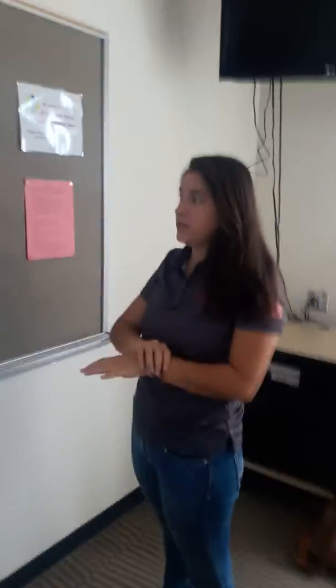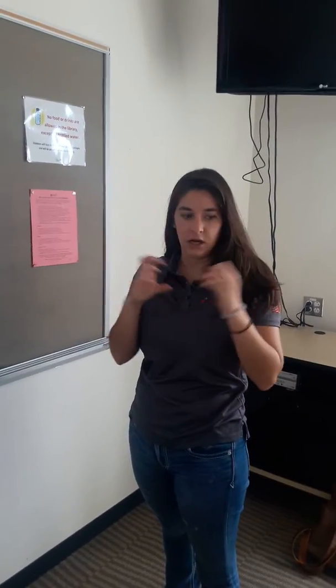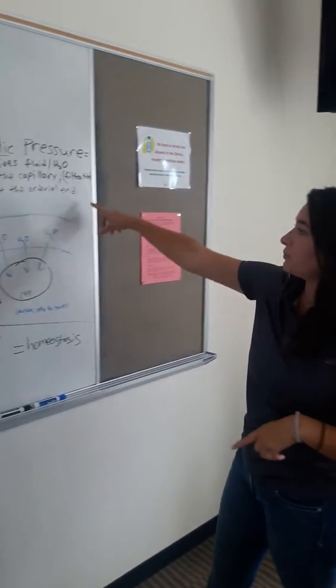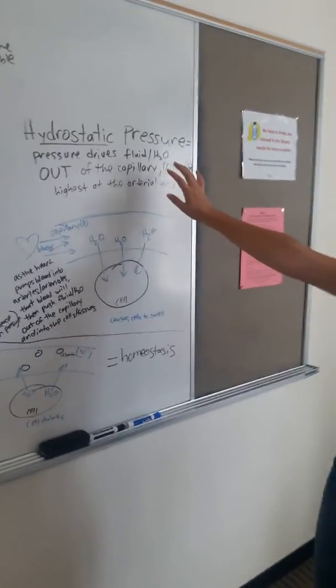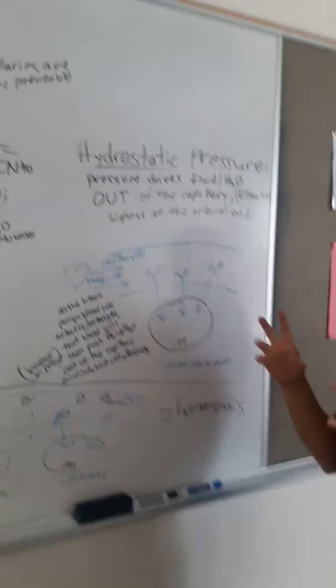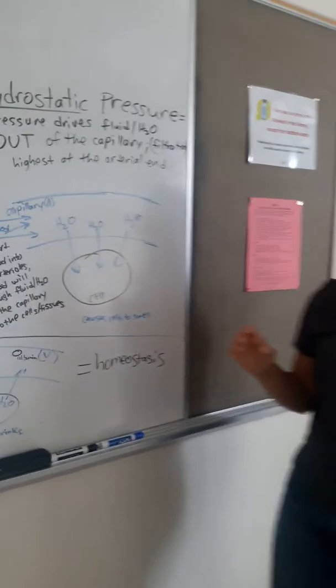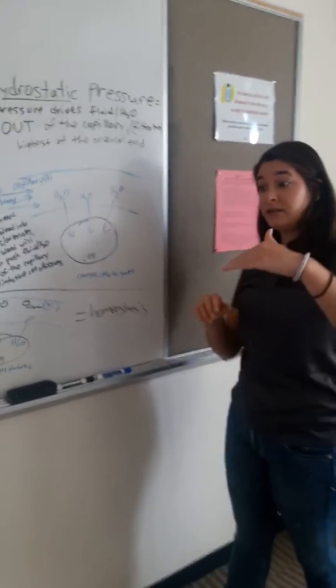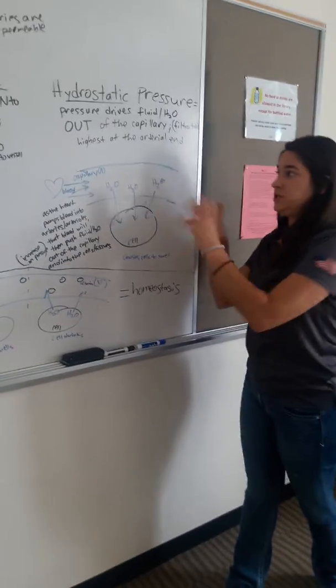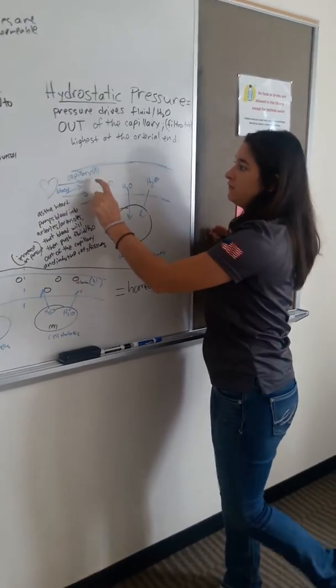Hydrostatic and osmotic pressure, and also how they both play a part in homeostasis. Hydrostatic pressure, we'll start on this side. Hydrostatic pressure occurs more on the arterial end of the capillary, so the heart pumps blood, goes to the artery and the arterioles, and then into the arterial end of the capillary.